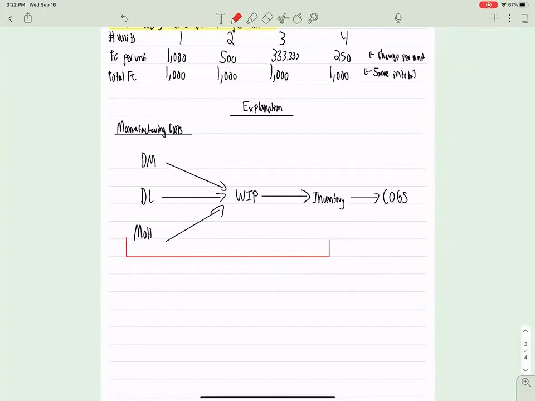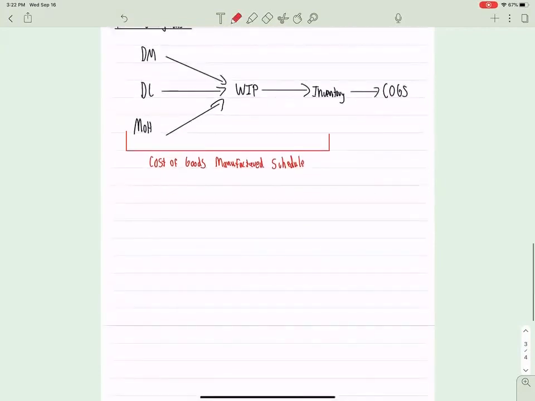Okay? So for this left-hand side of the statement, we have to do the COGM schedule. Actually, I'll write it all out. The cost of goods manufactured schedule. All right, because we have to figure out how much this inventory costs. So let's get into the COGM schedule.